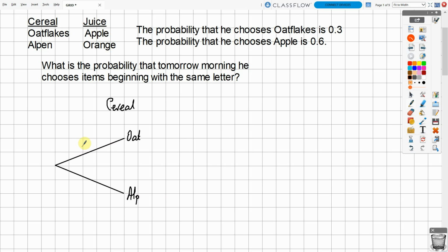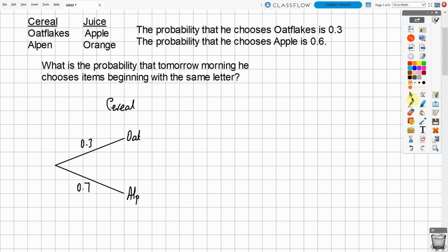And we can write some probabilities on. The probability that he picks oat flakes is 0.3. We're not told about the Alpen, but that's because we can work it out ourselves now. We know that he definitely picks one of these. So it's certain that he picks one of these. Certainty in probability equates to 1. So these 2 probabilities together have to add up to 1. So the probability of him picking Alpen must be 0.7.